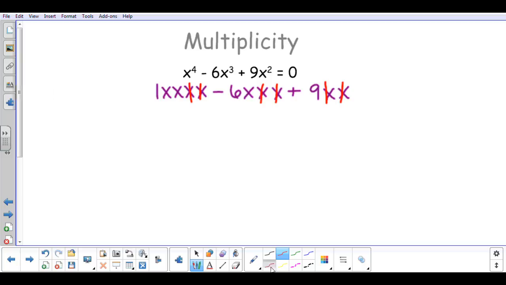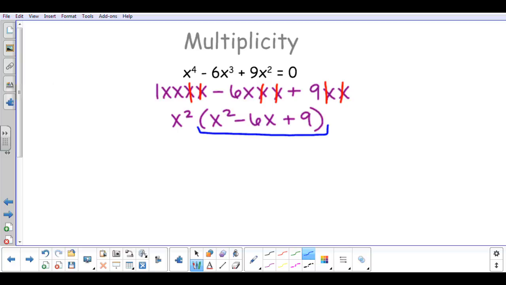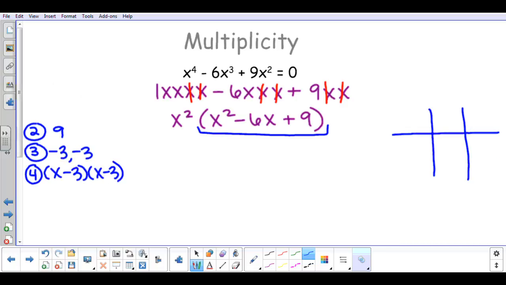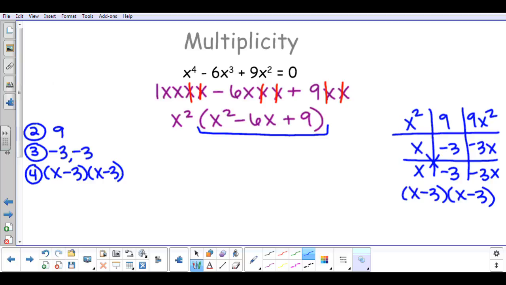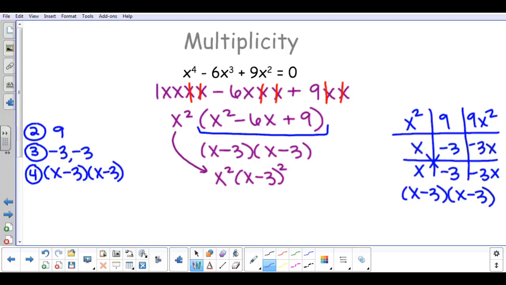So all 3 terms have 2 x's in common. So I'm going to put an x squared in front, and that leaves me with 1x squared, subtract 6x, plus 9. Now that inside portion I'm going to factor using either the British method or the box method. So when I factor, I get x subtract 3 and x subtract 3. So I can write that as x subtract 3 squared, and I still have the x squared that all of the terms had in common in front.